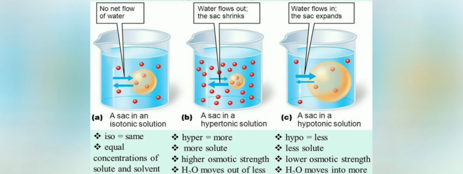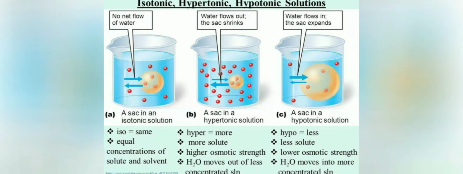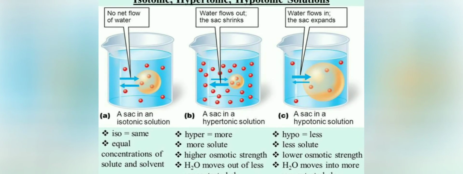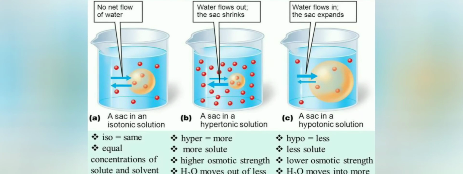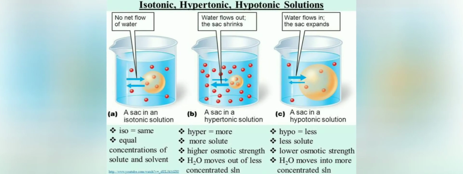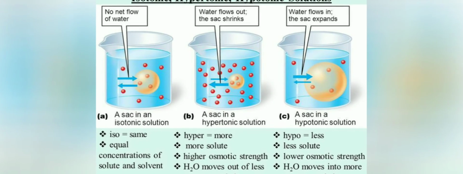Okay. Now the third one. The third diagram, let's see. If the medium surrounding the cell has a higher water concentration than the cell, that means the outside solution is very dilute. Okay. Such a solution is known as hypotonic solution.